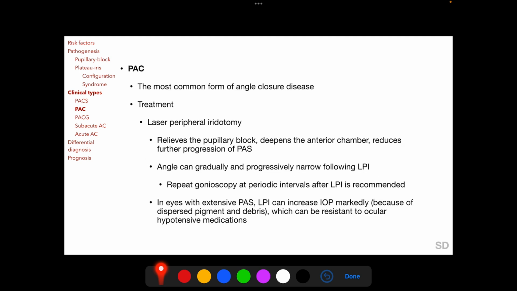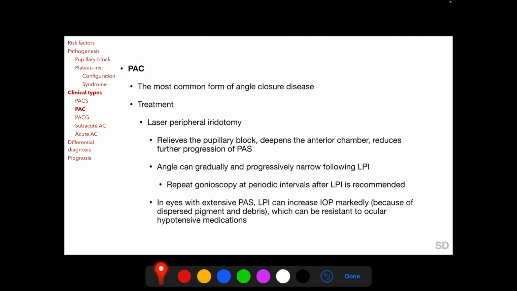As we have mentioned, primary angle closure is the most common form of angle closure disease, and primary angle closure patients with peripheral anterior synechia and or raised intraocular pressure but without glaucomatous optic neuropathy should be treated.